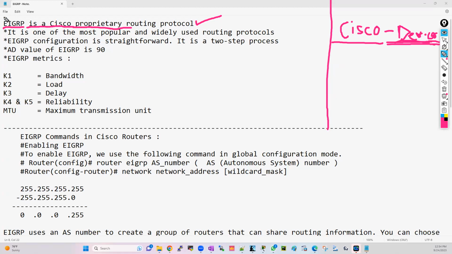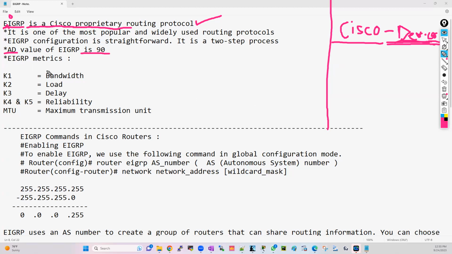EIGRP, if you remove the E, it is distance vector. But with the E, enhanced, it becomes what? Hybrid. We have discussed all that before. I just want to make some emphasis on it. And then another thing we need to pay attention to is the administrative value, that is AD. When we are configuring it, I will show us where we can identify the AD.